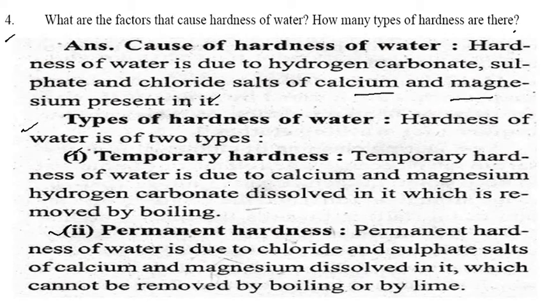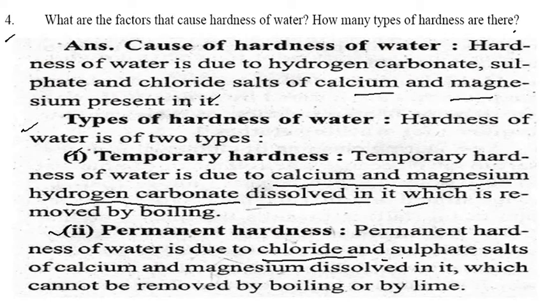So what is the temporary hardness? Temporary hardness of water is due to the presence of calcium and magnesium hydrogen carbonates dissolved in it, which is removed with the help of boiling. Now second is permanent hardness. The permanent hardness of water is due to the presence of chloride and sulfate salts of calcium and magnesium dissolved in it, which cannot be removed by boiling or by lime water.